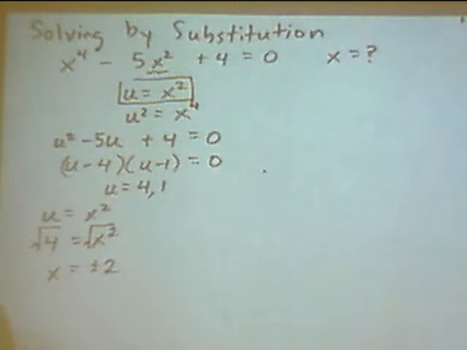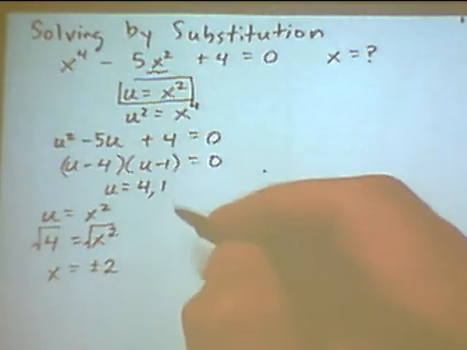If I plugged in 2 for x, it would work. If I plugged in -2, it would work. But this is just half the problem. This is just for when u equals 4. How about when u equals 1?